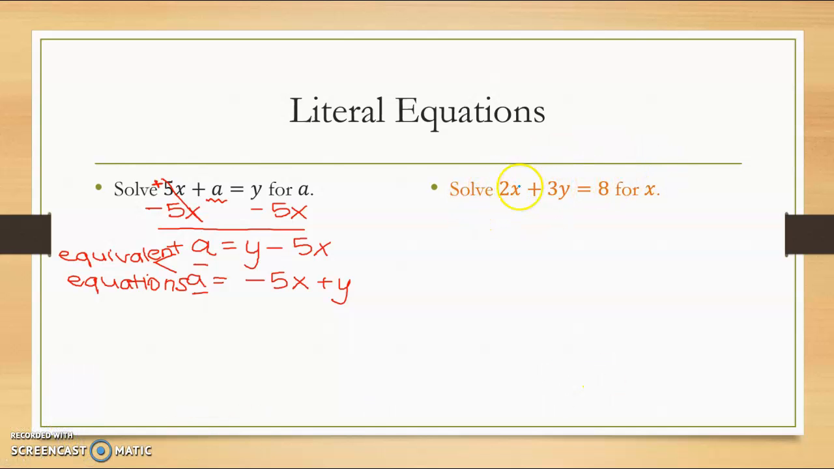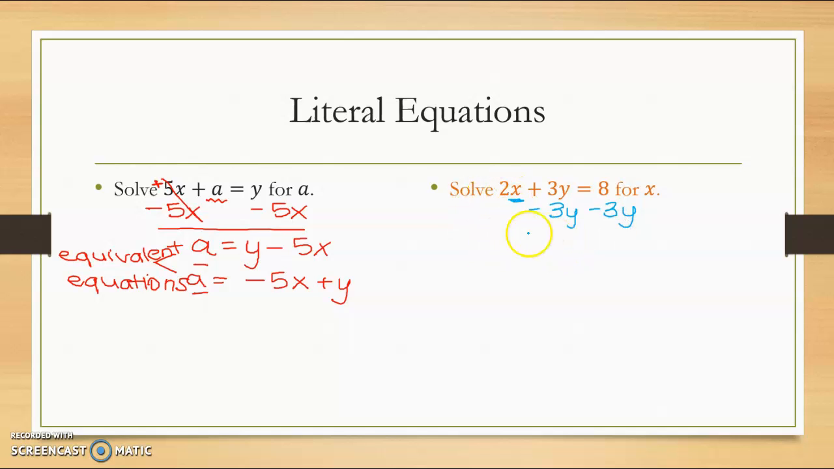Again, we're going to solve 2 times x plus 3 times y equals 8. And this time we want to solve for x. So we need to figure out how can we get the other things on the left-hand side to the other side. There is a 2 in front of our x, but there's also a plus 3y. And we always want to start with any addition or subtraction. So we're going to start by subtracting 3y from both sides.